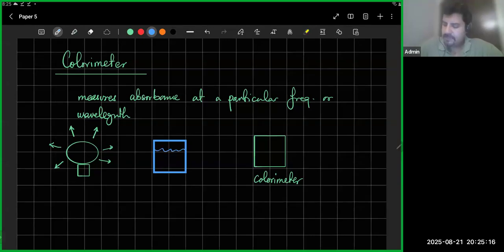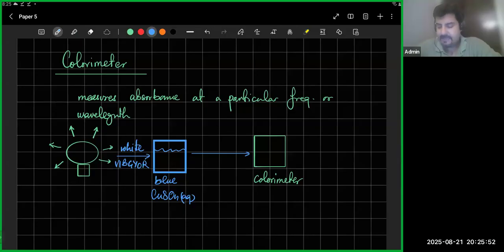Now, what always happens is that when light passes through a particular solution, let's say this is blue copper sulfate, aqueous, and there's white light that goes into the solution. On the other side, what happens is that white has all frequencies. It's got violet, indigo, blue, green, yellow, orange, and red. So it's got all sorts of frequencies, white light.